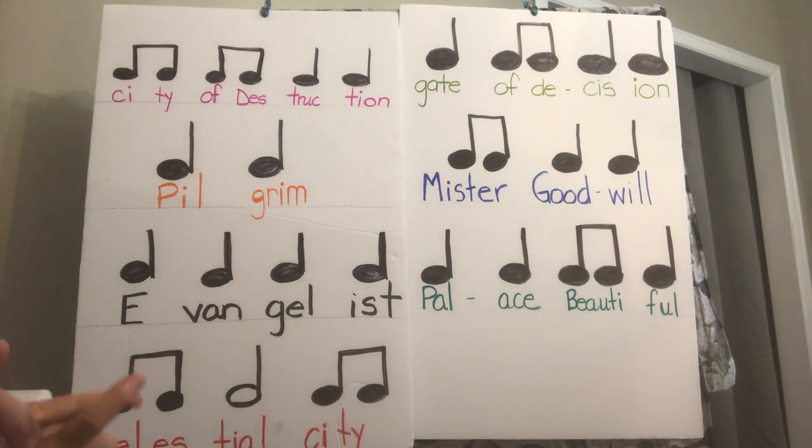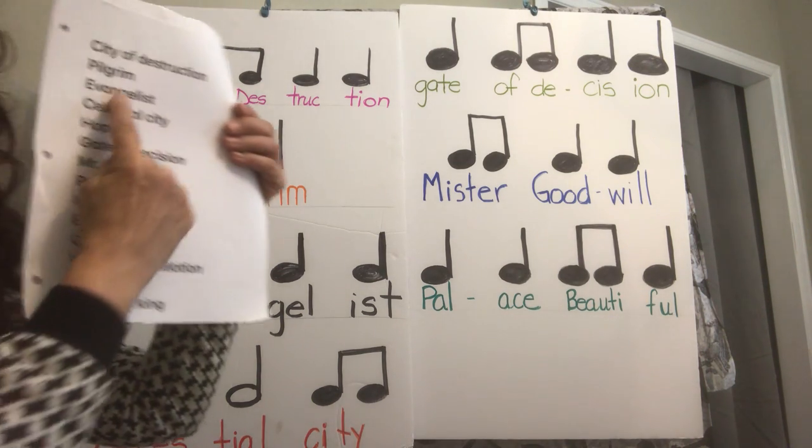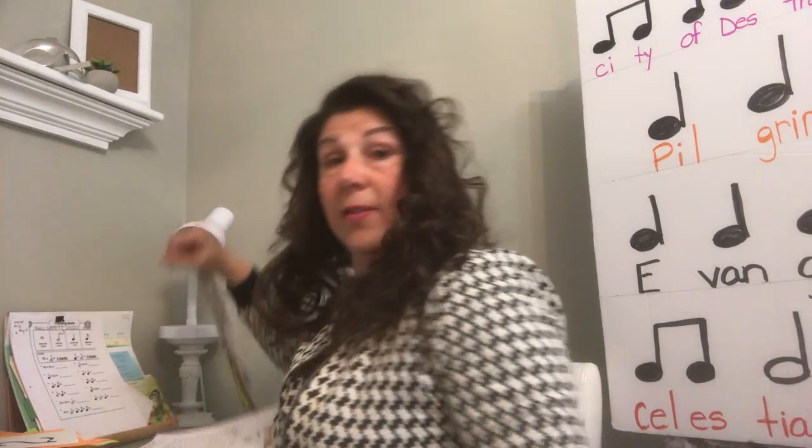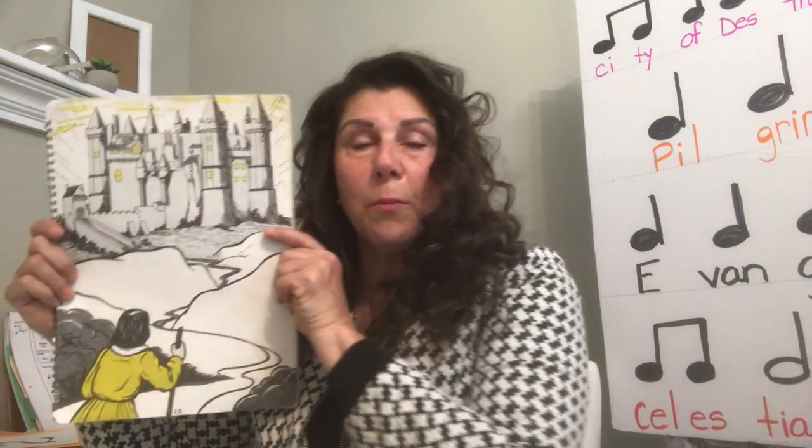Now we haven't used a whole note yet in any of these, but if you want to look ahead, we have some more words that we're going to continue to add to our story. So let's now continue. You've got your rhythm instrument. Let's continue our story with the story of Pilgrim's Progress.